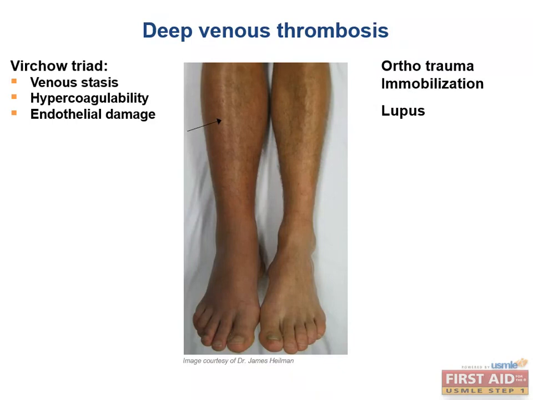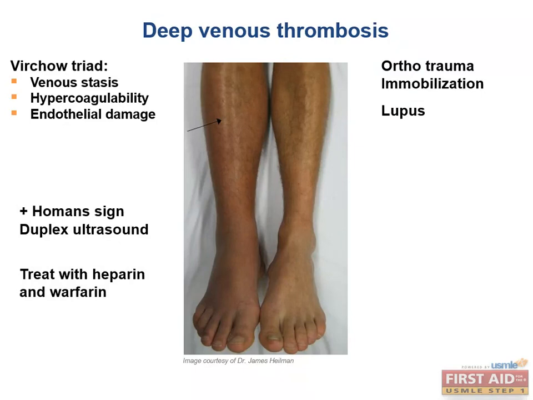Lupus, the great imitator. Holman's sign is tenderness of the calf muscle with passive stretch, such as dorsiflexion of the foot, and can be an indication of DVT. However, Holman's sign is usually not very sensitive or specific. So you should usually try to make the diagnosis with duplex ultrasound of the extremity in question. How would you treat a DVT?